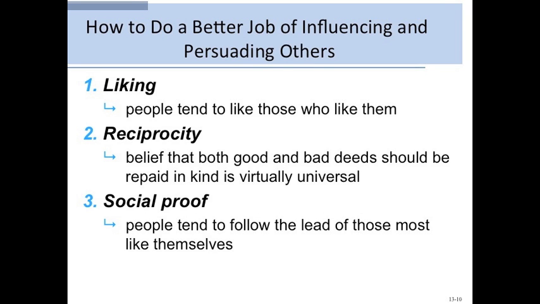Well, a researcher named Robert Cialdini did some research in this area of influencing and persuasion, and he said that there are certain things that you can do or certain ways that you can act that can actually increase your ability to influence and persuade others. He says the first one is liking. And obviously, people tend to like those who like them. So if you show a sincere interest in someone, then they're likely to show an interest in you. They're likely to like you, and therefore they'll be more likely to be influenced by you.